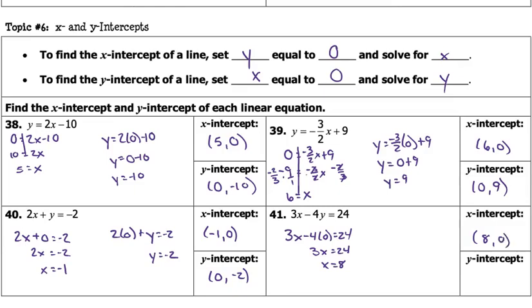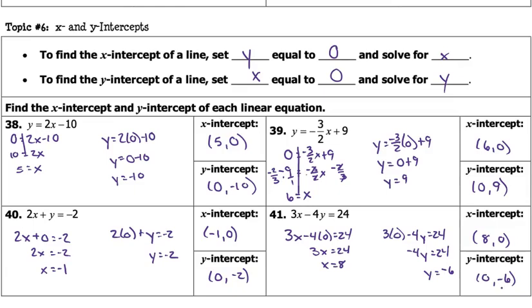Now we'll go the other way. If I put 0 in for x, I would have negative 4y equals 24 because 3 times 0 is 0. We divide both sides by negative 4 and y would equal negative 6. So when I put 0 in, I get negative 6 out.